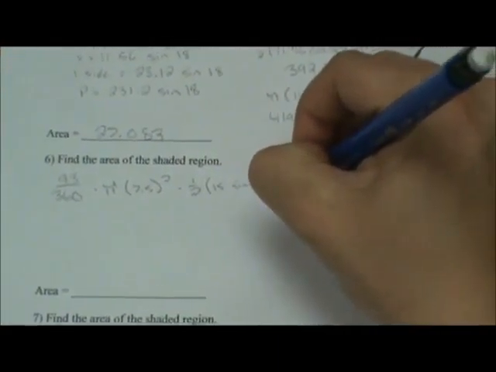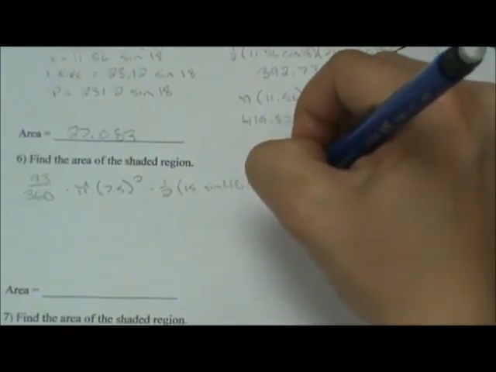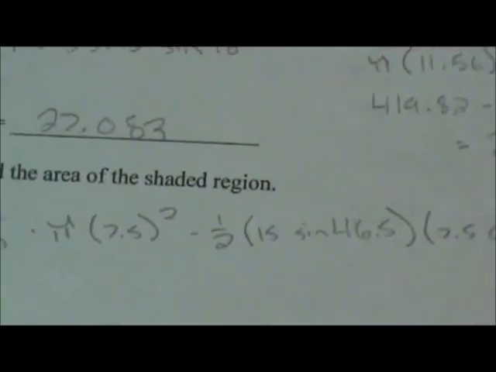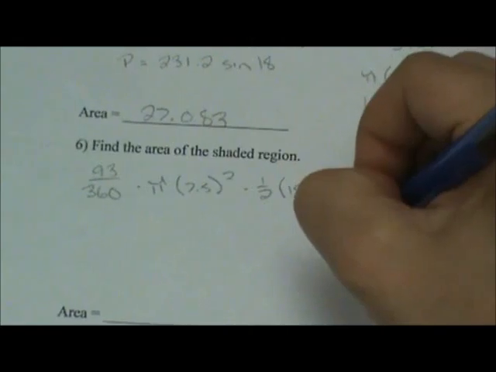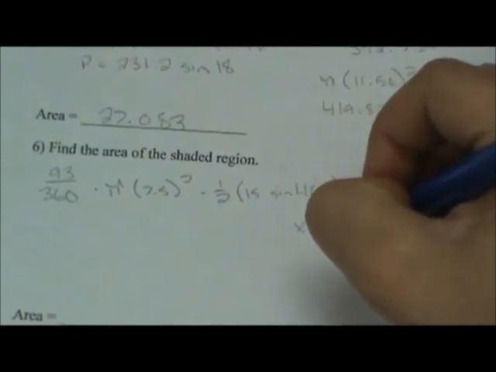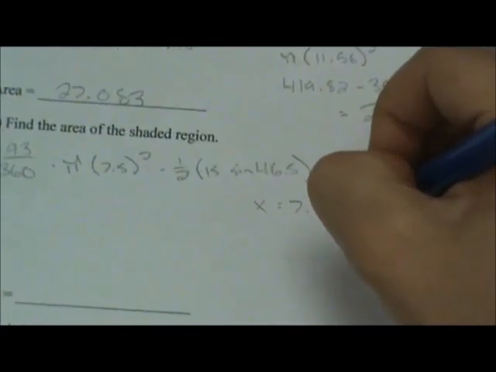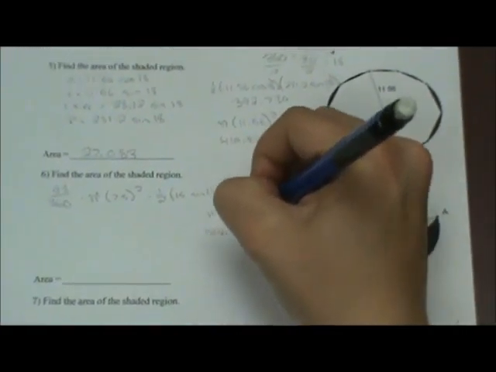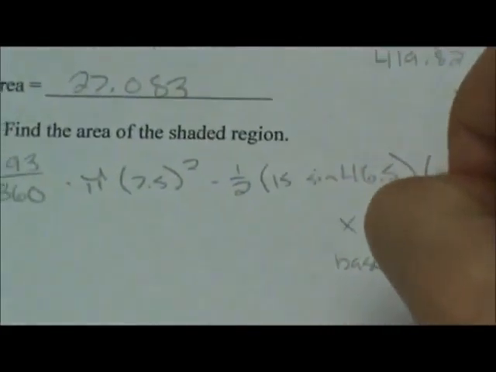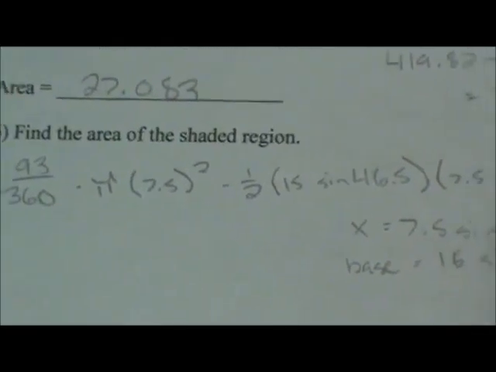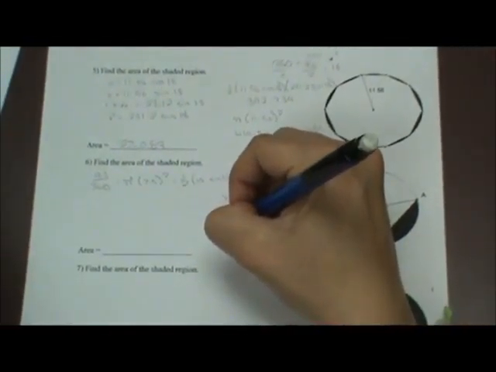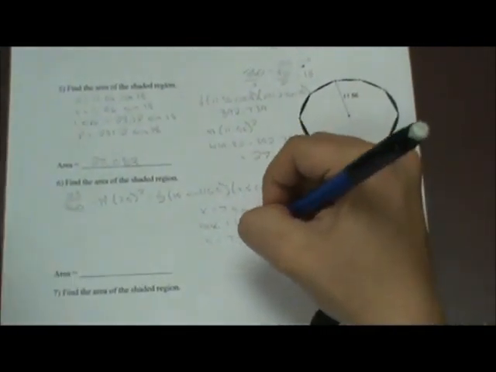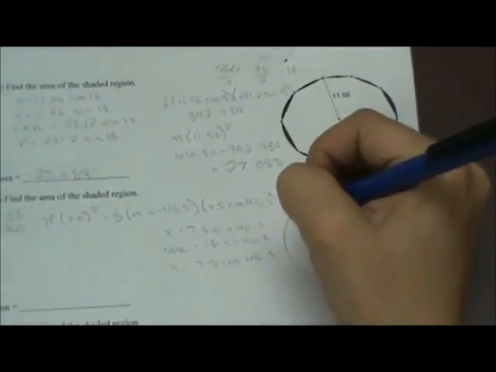So we divide it in half so that we can get a right triangle, so that we can do trigonometry. I keep on forgetting trigonometry. So then x is going to equal 7.5 sine 46.5, and the base is double that, because the x is half of the side of it. So the base is going to be 15 sine 46.5, and we find the height to be 7.5 cosine 46.5.